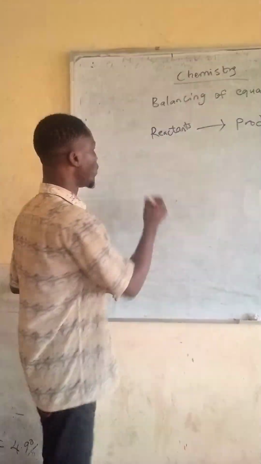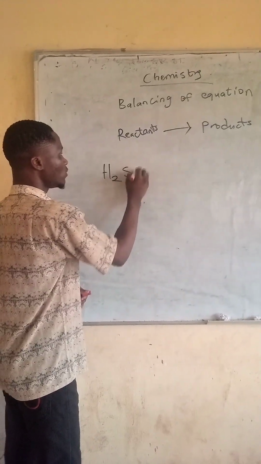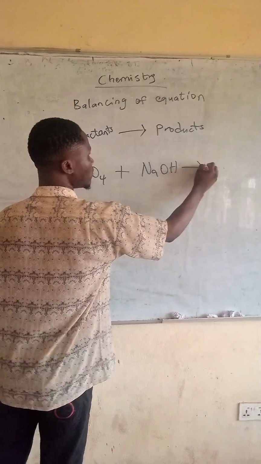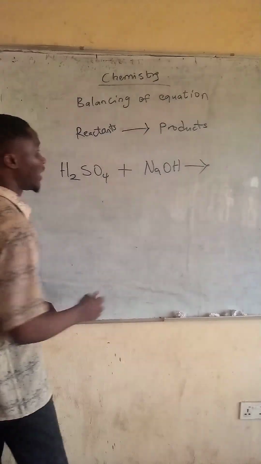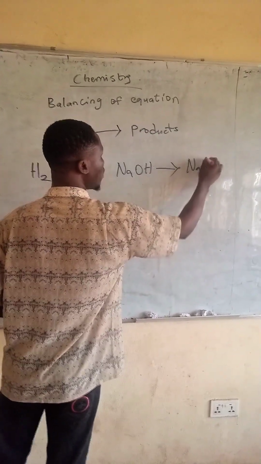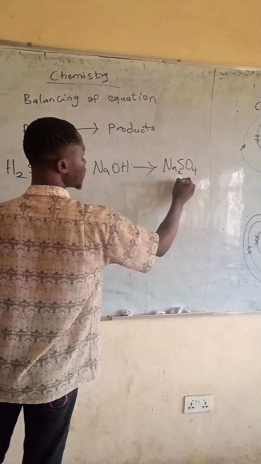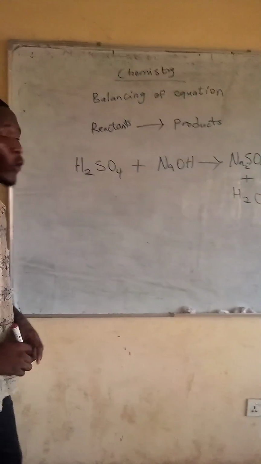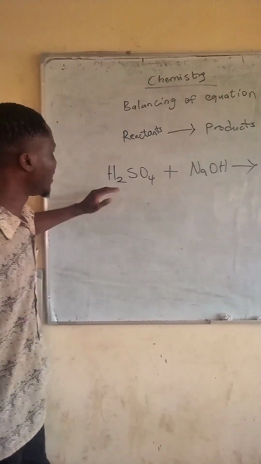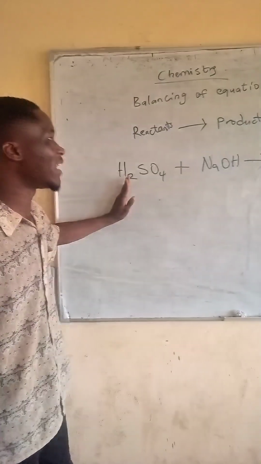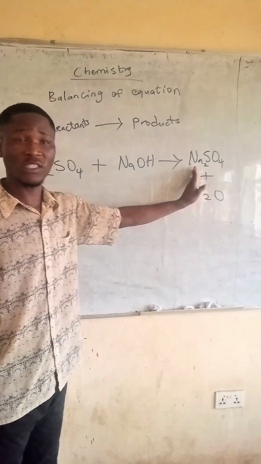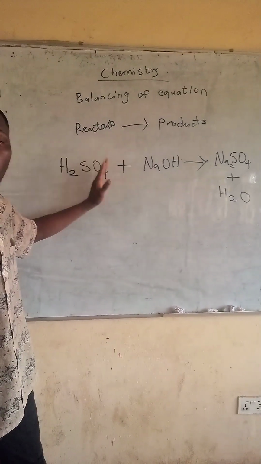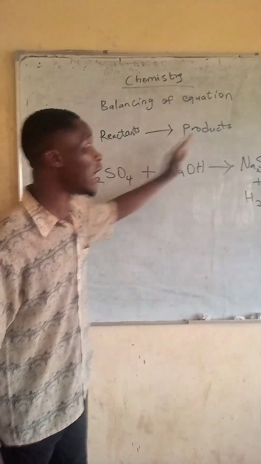Let's take, for example, H2SO4 reacting with sodium hydroxide. Rest assured, we will have sodium sulfate plus water. So in this case, we are going to make sure that the number of hydrogen on the reactant side is equal to the number of hydrogen on the product side. Also, the number of sulfur, oxygen, and sodium should be equal to the number on the product side.